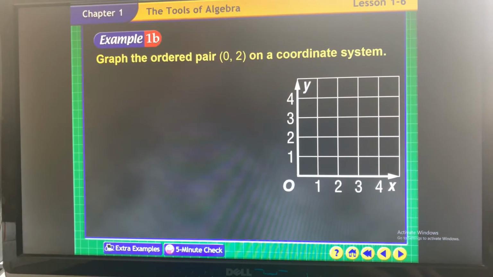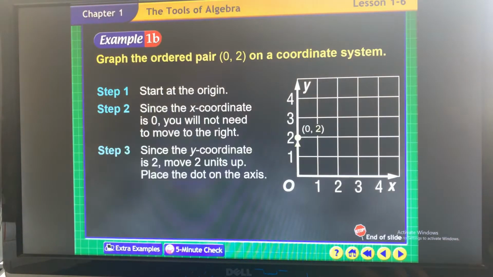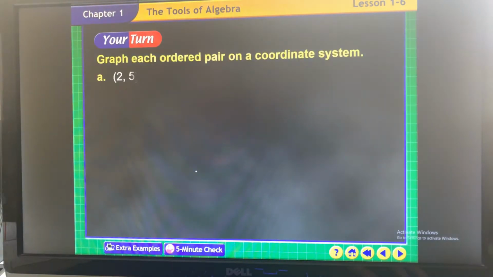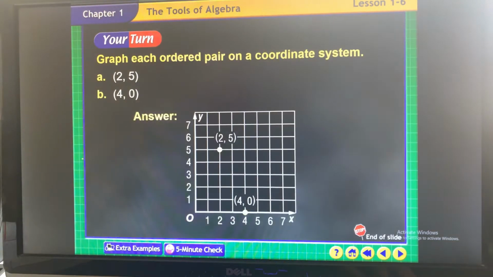This one, you're going to go right 0, meaning nowhere, and up 2 and put your point. That one goes on the y-axis, so it's not in a quadrant. There's those two. Make sure you understand.